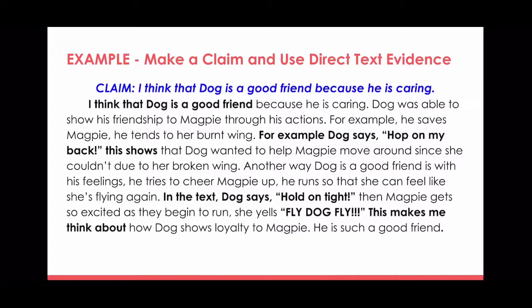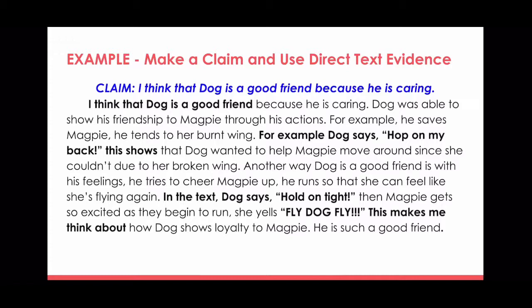So again, my claim is, I think that dog is a good friend because he is caring. Dog was able to show his friendship to Magpie through his actions. For example, he saves Magpie, he tends to her burnt wing. For example, dog says, "Hop on my back." Do you guys notice the quotes? This shows that dog wanted to help Magpie move around since she couldn't due to her broken wing.